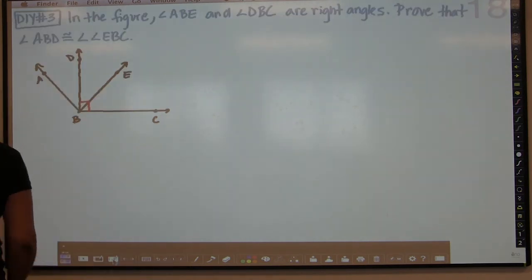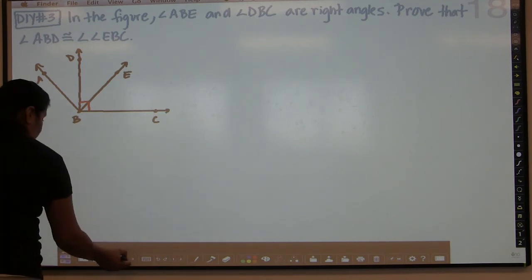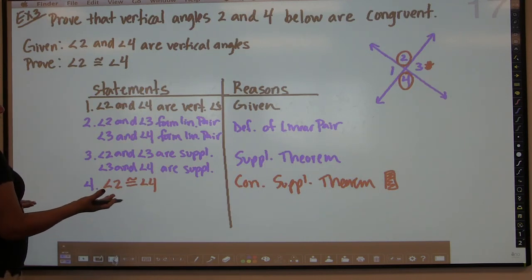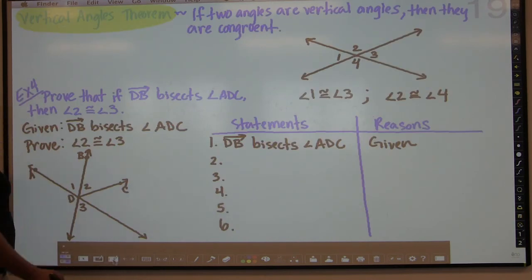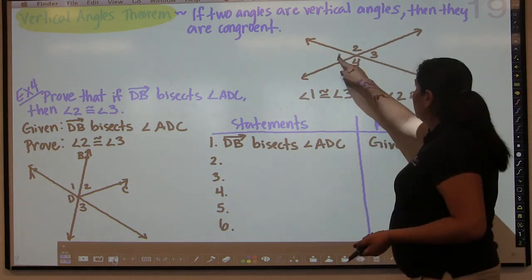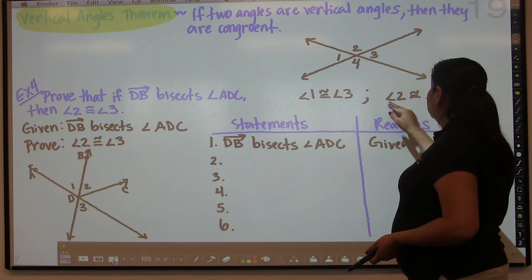So now we want you to try this little guy, and then we're going to move on to our vertical angles theorem, which, by the way, we just proved. This is a proof of the vertical angles theorem. And now that we have that theorem, here we have it written down: if 2 angles are vertical angles, then they are congruent. So I have a diagram showing that because 1 and 3 are vertical angles, they're congruent. Since 2 and 4 are vertical angles, they're congruent.